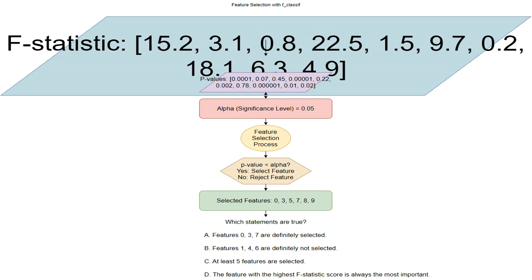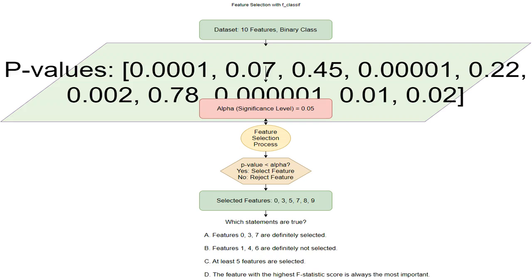A higher F statistic generally means a better separation. These are the p-values, which tell me the probability of observing the obtained F statistic scores if there were actually no difference between the classes for each feature. A small p-value, typically less than 0.05, suggests that the observed differences are unlikely due to chance, and thus, we would conclude that there is a relationship between the feature and the class label.